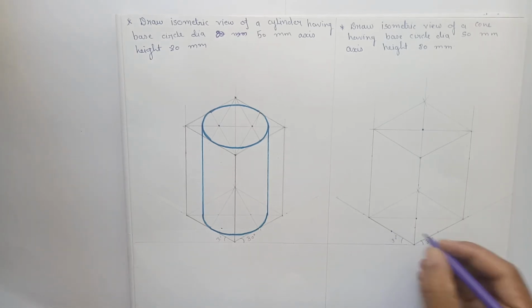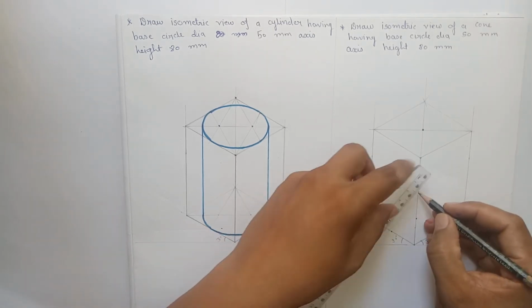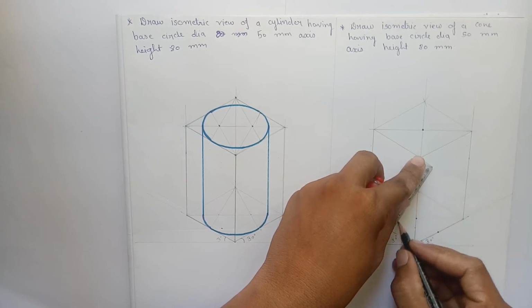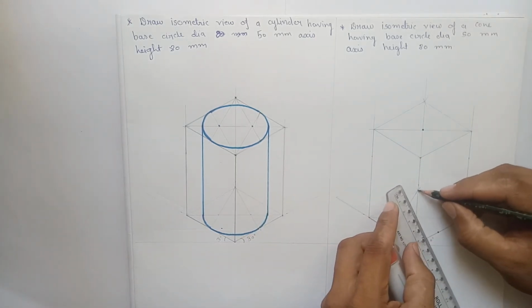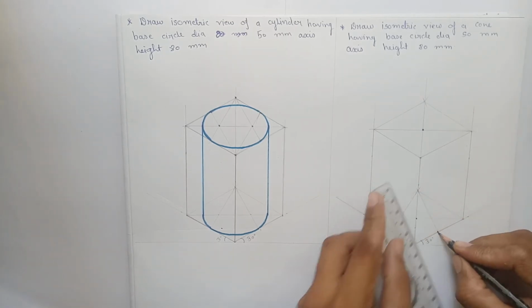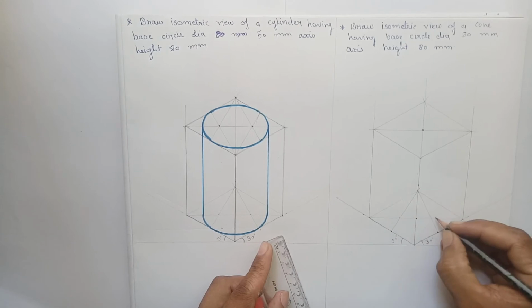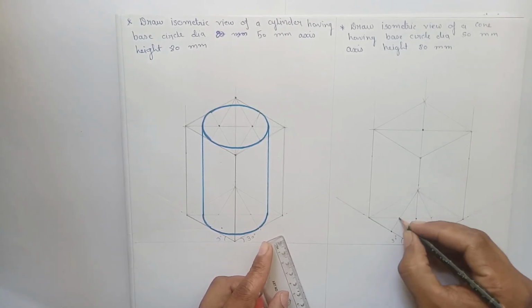First of all, find the midpoints of the edges. Define the centers by connecting the midpoint of the edge to this corner of the rhombus. Define the centers. Now we have 4 centers, 1, 2, 3 and 4.